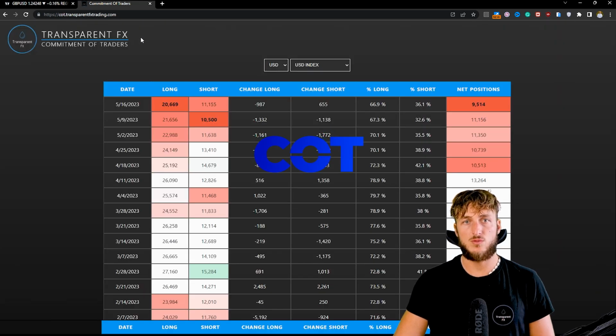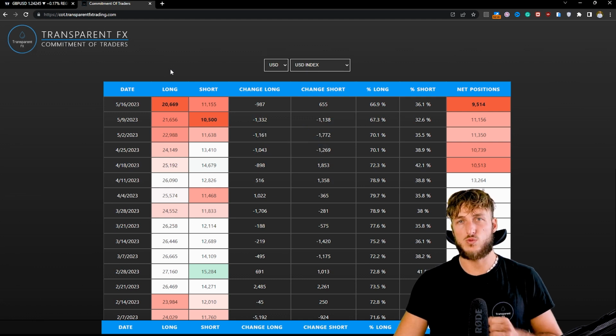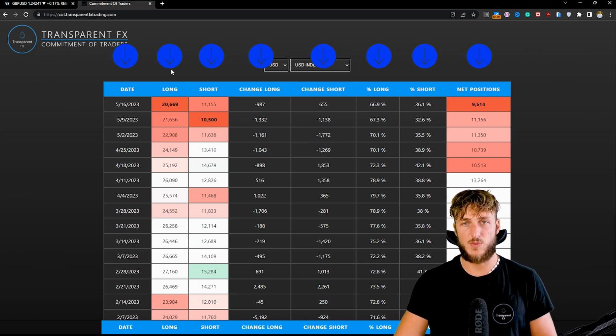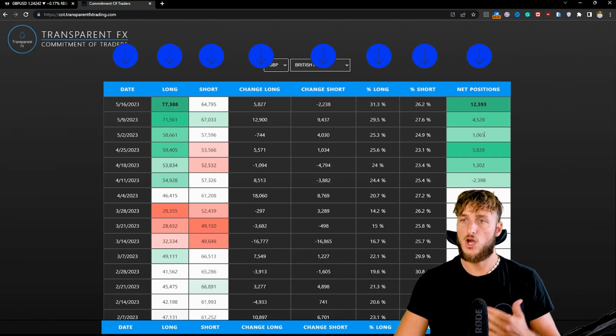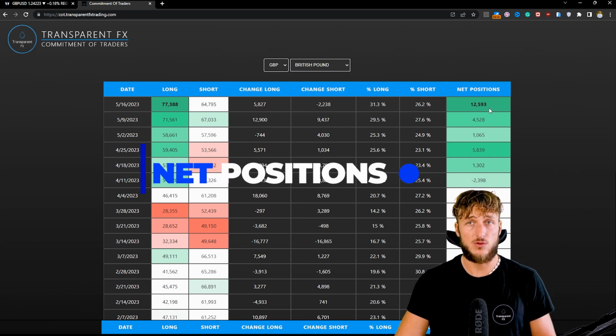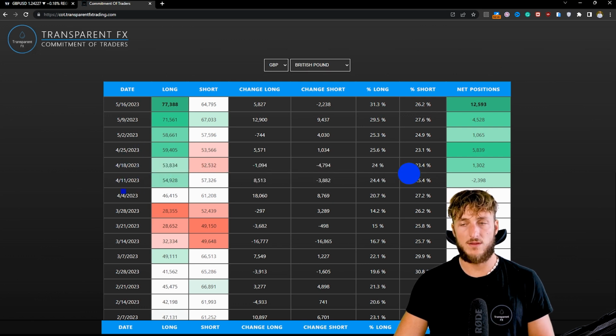Now, if we go and see what we have when it comes to the commitment of traders, so the COT data, which is what the non-commercials, so the biggest speculators in the market are doing, and we check the data precisely for the pound, what we can see is that with the last reports, net positions have been increasing quite aggressively. We went from having the low at minus 24k net positions with way more shorts than longs.